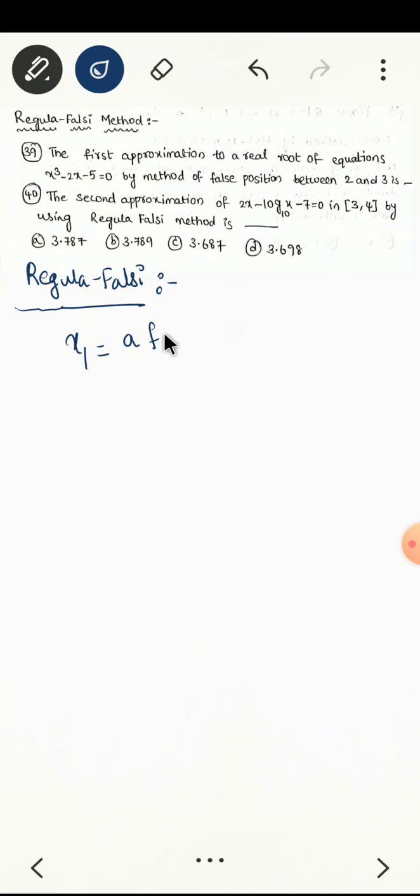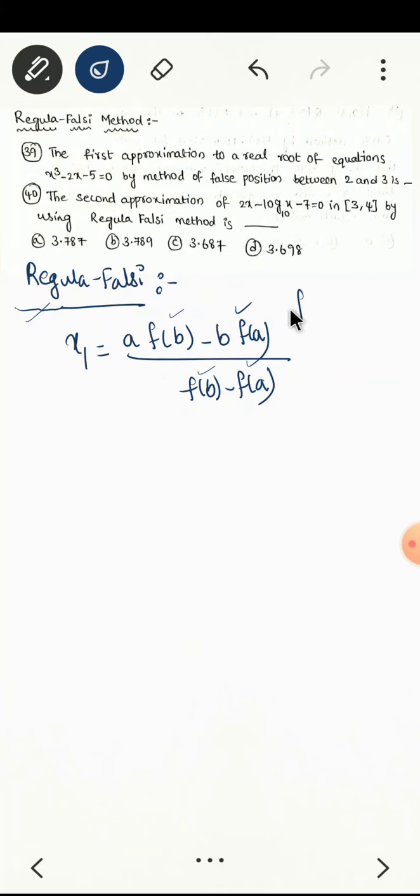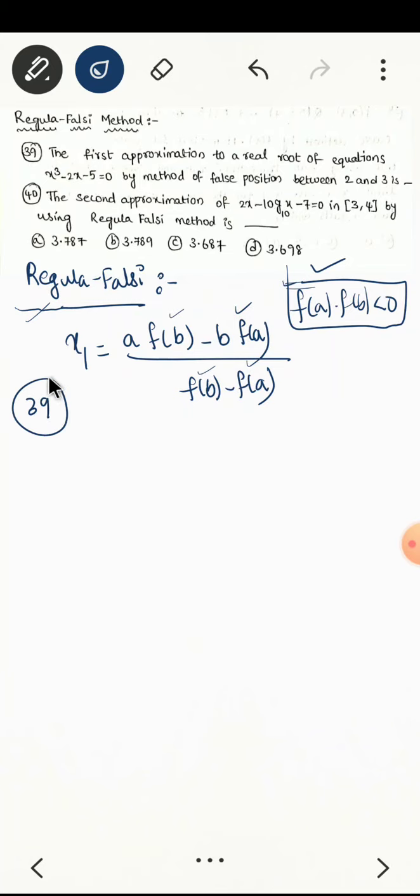Here it is a into f of b minus b into f of a, divided by f of b minus f of a. The only difference between the bisection method and regula falsi is that while finding the root we will use f of b and f of a also. Again the same condition is valid: f of a into f of b should always be less than 0. How it is less than 0 we have seen in our previous lectures. So let us solve problem number 39.